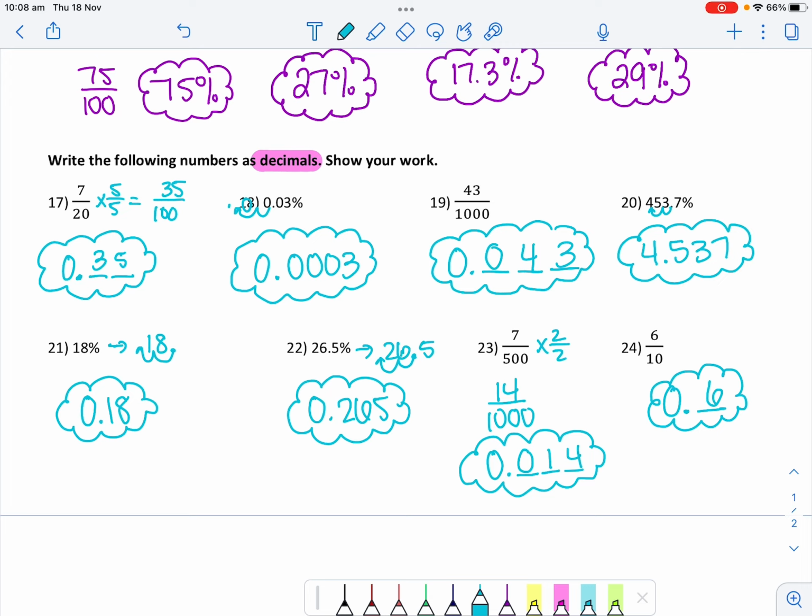Okay, again, this is the converting fractions, decimals, percents. We did all of this without a calculator, and you are allowed to use your tips sheet.